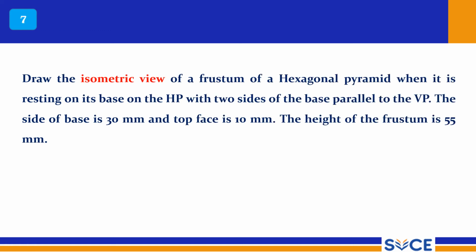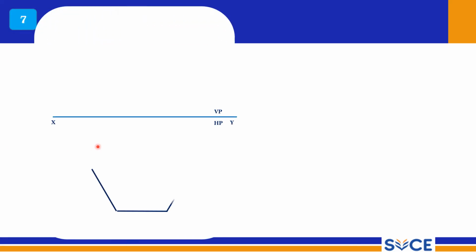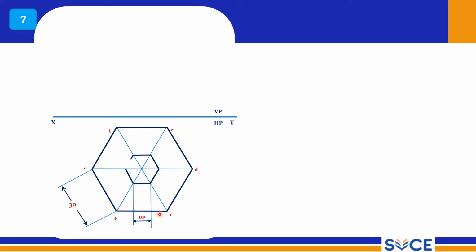In problem number 7, it is a hexagonal pyramid, right, resting on its base on the HP with two sides of the base parallel to the VP. So this is the front view on top view. These are the two base sides which are parallel to the VP. It is a hexagonal pyramid, and this is the frustum of the pyramid.